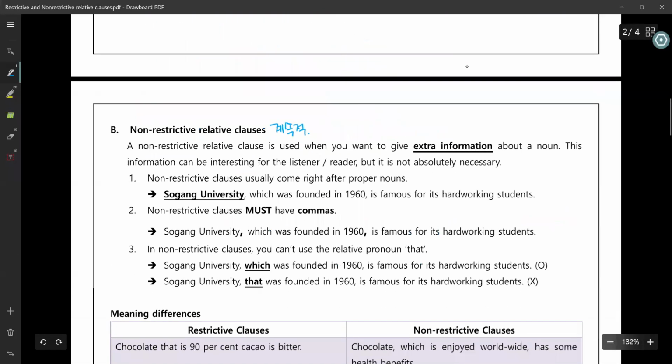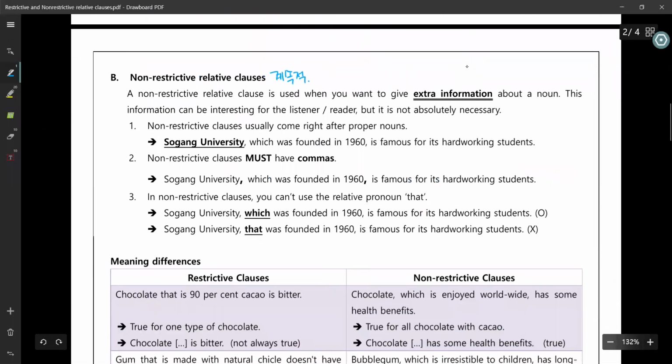All right, now let's take a look at 계속적 용법, what we call non-restrictive relative clauses. Now this is extra information. Remember, in restrictive clauses, we said it's an absolutely necessary information to identify the noun. Well, in this case, it gives extra information about a noun. So even if you just skip this part, it's not gonna make any meaning difference.